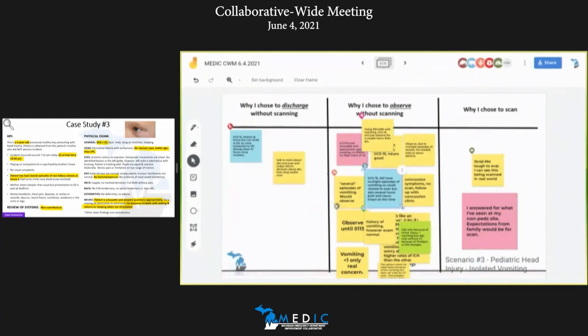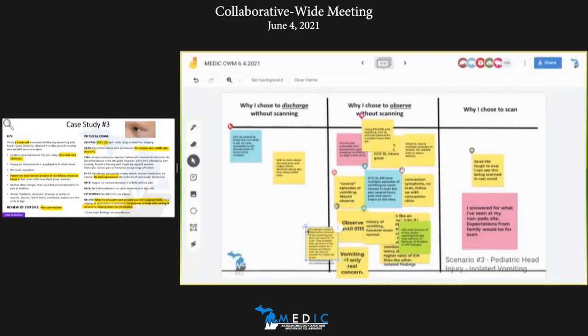Someone wrote in there, observe until 01:15. It's interesting, in terms of how long do you watch somebody with a head injury? The original injury occurred at about 7, so that's about 5-6 hours, which is pretty standard observation in many cases. Others said vomiting less than once, only real concern. I think this child vomited multiple times, but there was nothing documented after the ED visit.